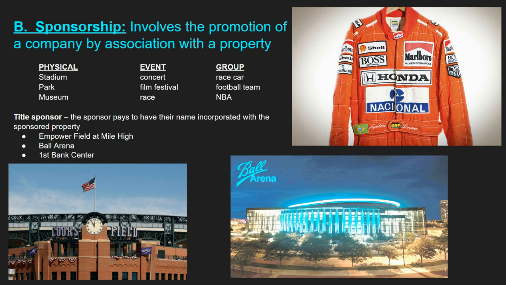And then also a big-time sponsor is called a title sponsor. The sponsor pays to have their name incorporated with the sponsored property. And these do change. So like Empower Field at Mile High; before Empower Field, it was Invesco. Before that, it was Sports Authority Field at Mile High. Those companies are paying lots of money, millions, tens of millions of dollars, to have their name as the title sponsor. Ball Arena, which used to be Pepsi Center, same thing. First Bank Center, which is like a concert venue in the North Denver area, same thing.